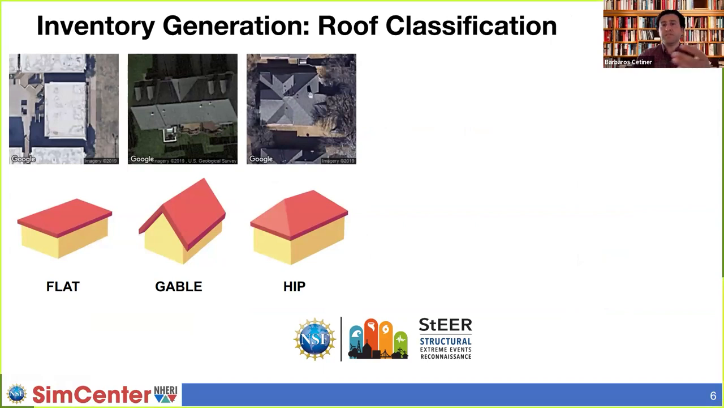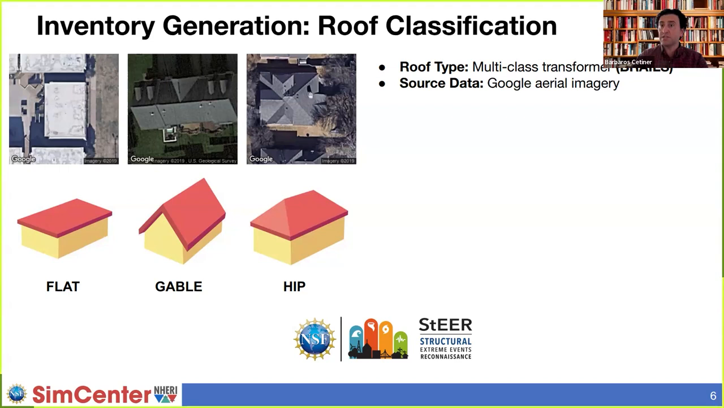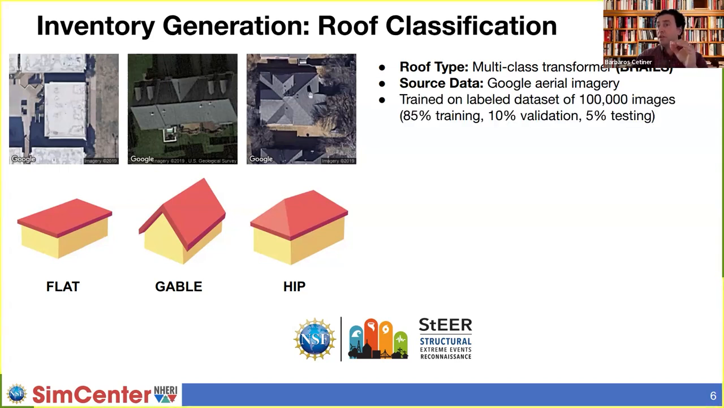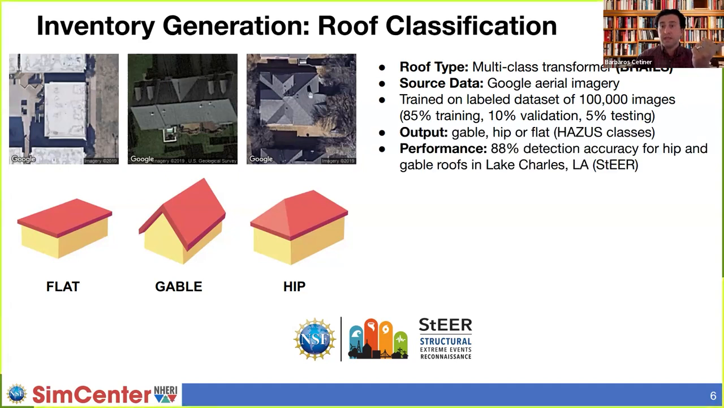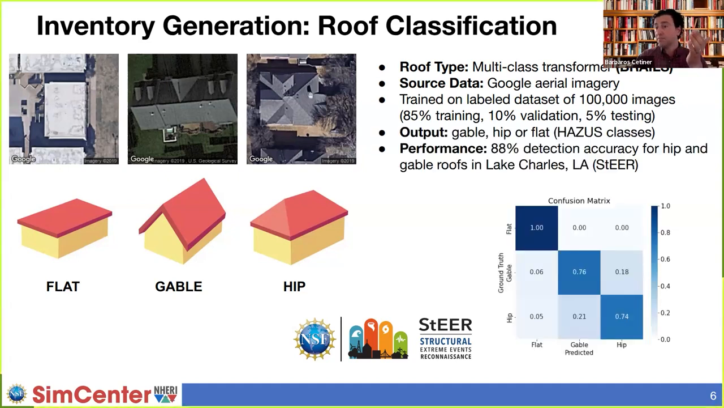Just to give you a sense of some of these approaches we're using, it could be as simple as classifying an image as a whole. This will be a good example of a roof classification type of approach, where we have a multi-class transformer architecture that is able to read data from Google aerial imagery, which was trained on 100,000 images, and can predict roof types with a fairly good accuracy, as you can see in the confusion matrix.